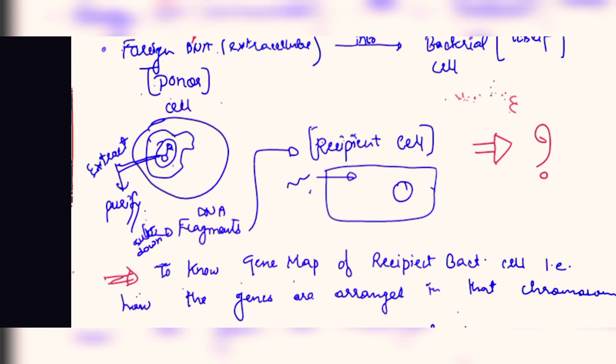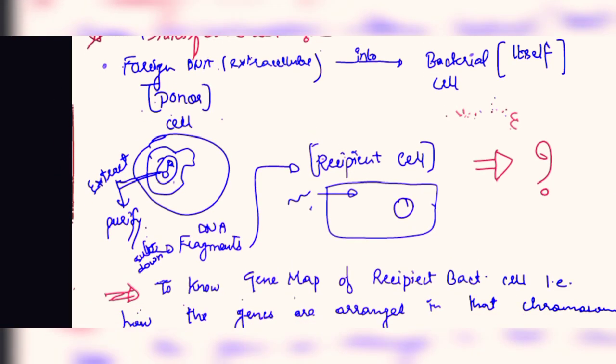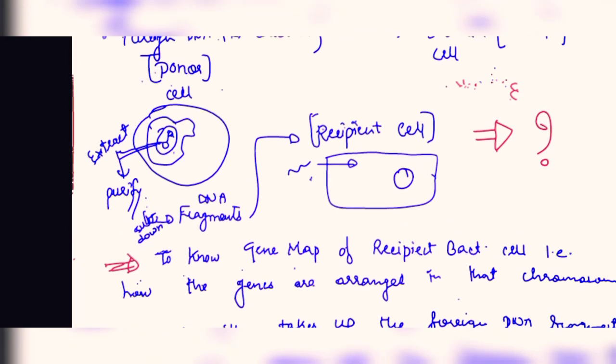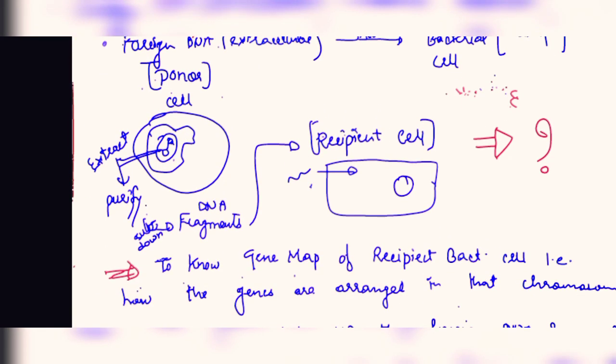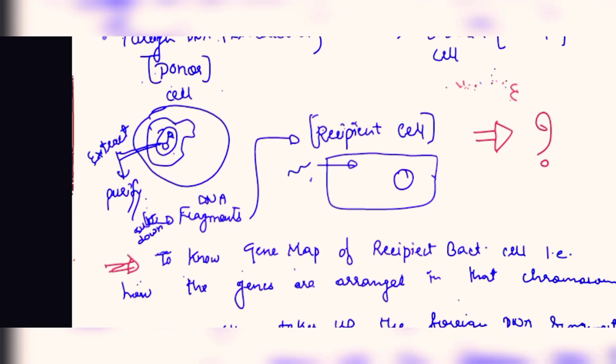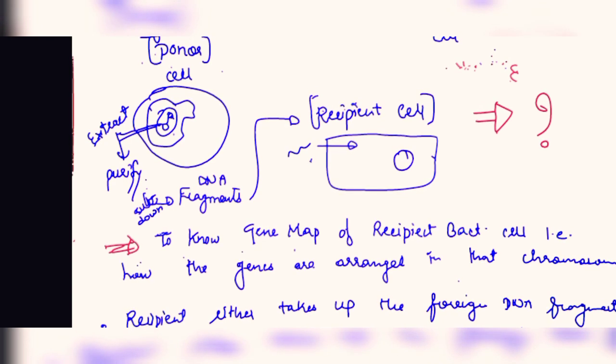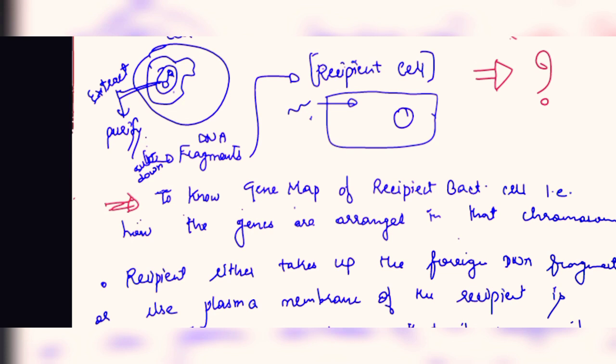And how do we do it? This foreign DNA is present in the extracellular environment, not like conjugation, where physical contact was necessary and a bridge-like structure known as sex pili was formed. In transformation, first we extract the DNA from the donor cell, then we purify it, and we cut it into DNA fragments, which are then input into the recipient cell.